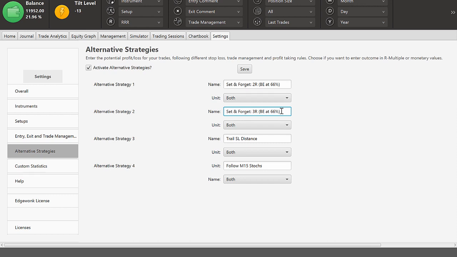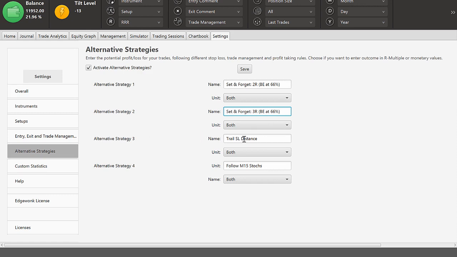Yeah. This is why I'm testing this, and of course if I can find a set and forget approach which is performing better than my active trade management approach, then I will stop making my life so hard. So far I'm performing better than the 3R strategy, however it comes very close.